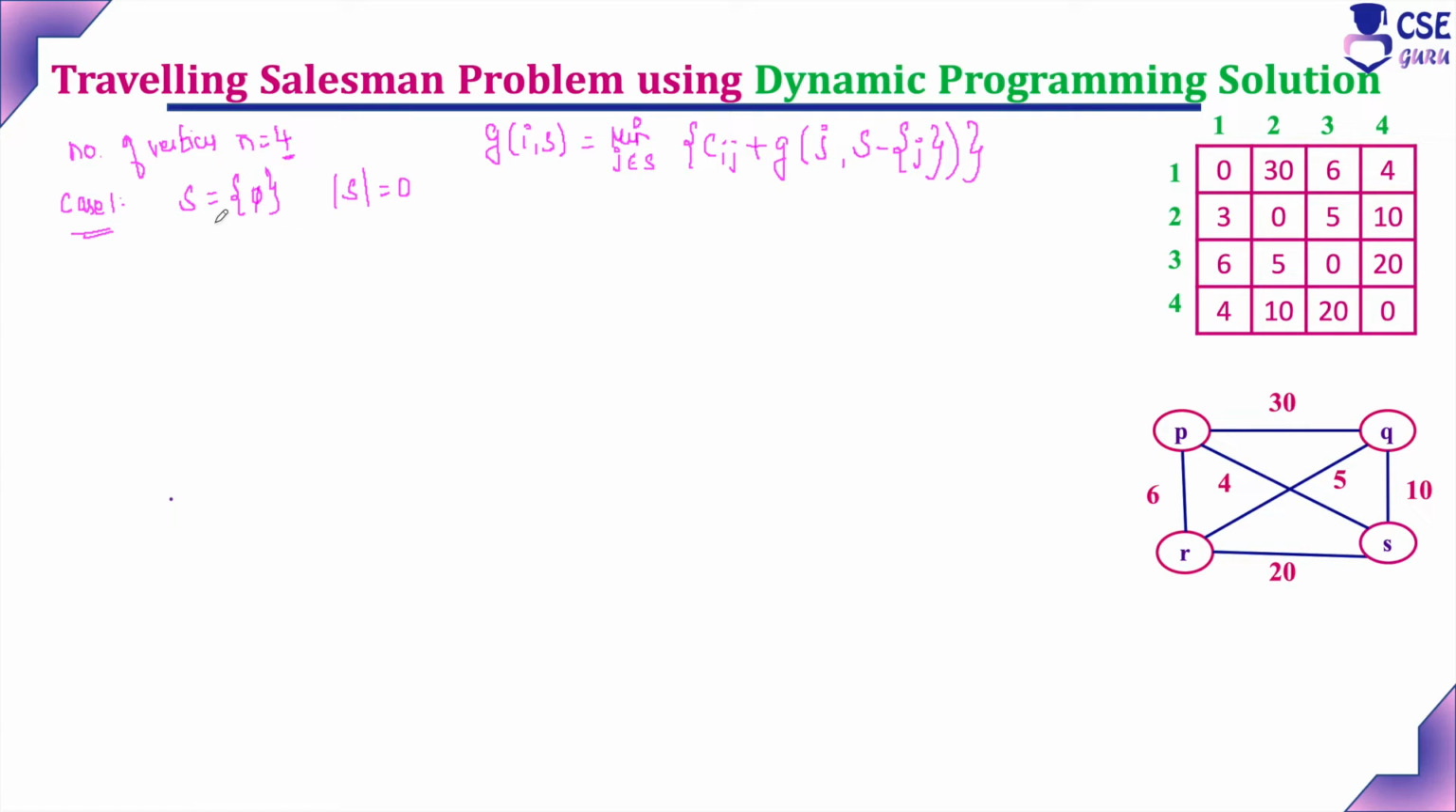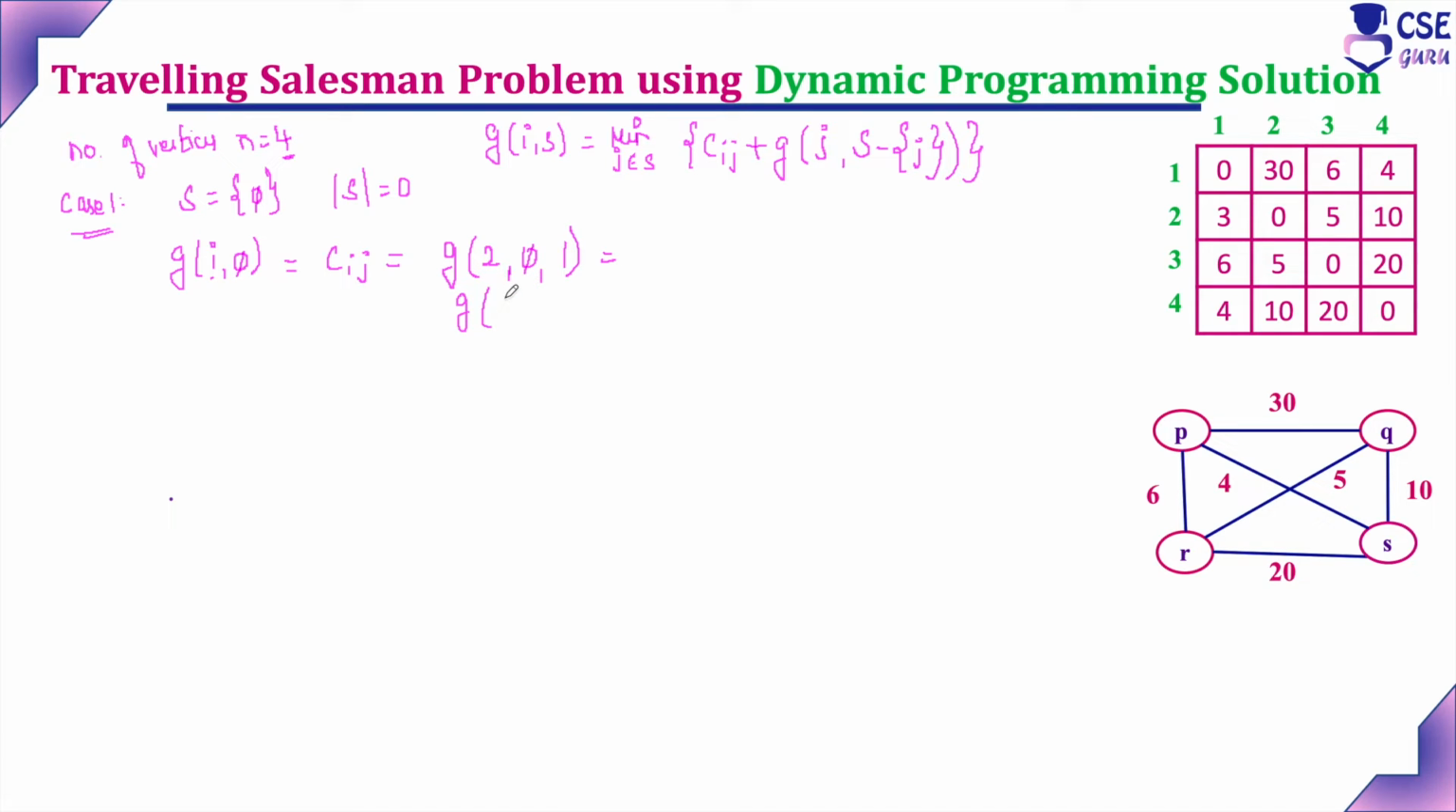Case 1. S is equal to empty set. So, G of I comma empty set. I is the starting city. Next, we are going to visit one more city. After visiting that city, no other cities will be there. So C of ij equal to G of, suppose if the choice is city 2, in the sense 2 comma empty set. And after visiting the second city, he has to return back to the first city.